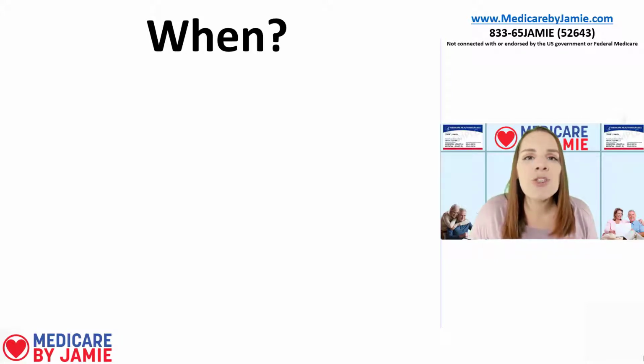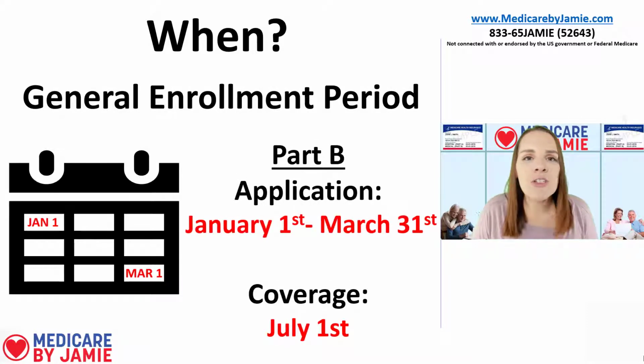And this period is when you can start your Part B, and the first thing you're going to do is apply for Part B. So between January 1st and March 31st is the general enrollment period where you can do your Part B application, and your Part B coverage is going to begin on July 1st. So you apply in the first 3 months of the year, but coverage will always start July 1st for the general enrollment period.